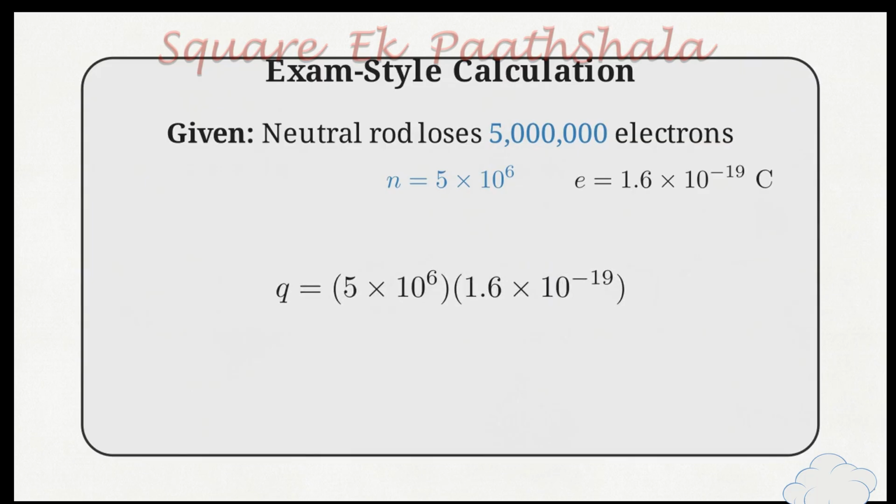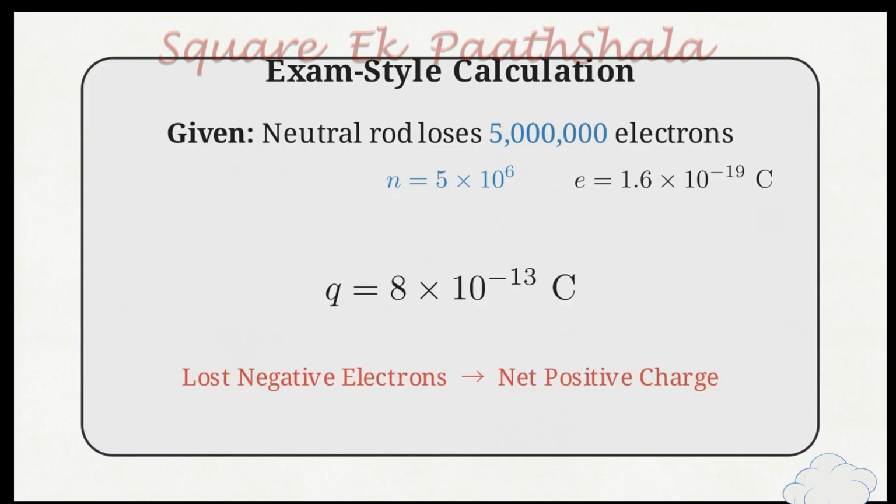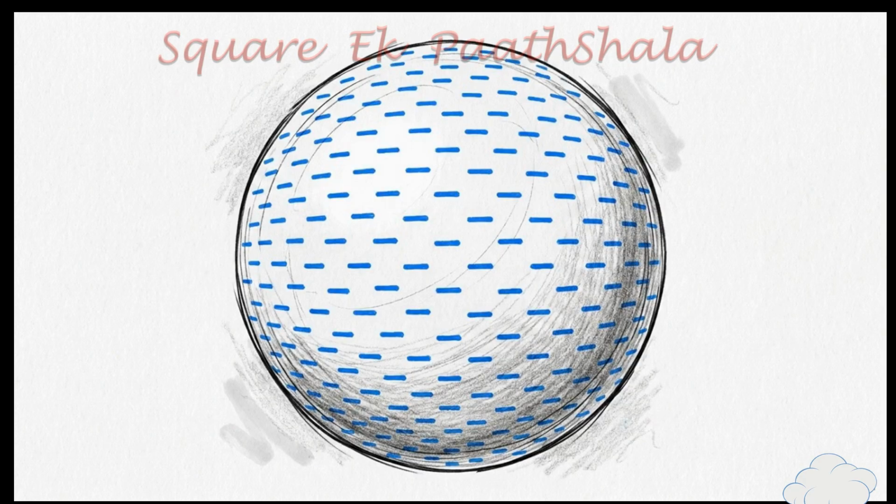Step 1 is direct substitution into the quantization formula. We map our whole integer, 5,000,000, to N, and multiply it by our elementary constant, E. The math yields 8 × 10 to the -13th coulombs. But the crucial step is assigning the positive sign. Because the rod lost negative electrons, it leaves behind a net positive charge. Every electrical measurement ever recorded, no matter how massive, is simply an integer multiple of that one fundamental constant.